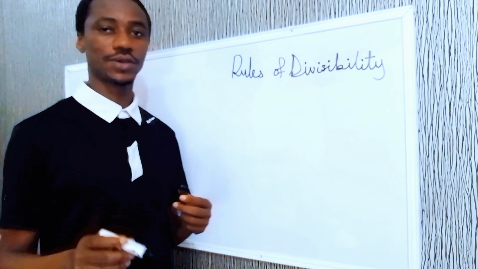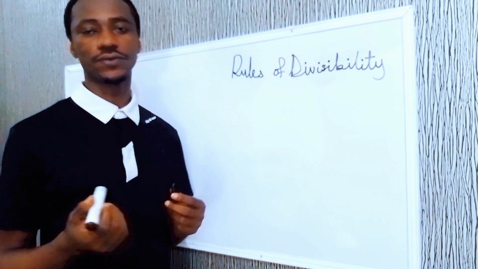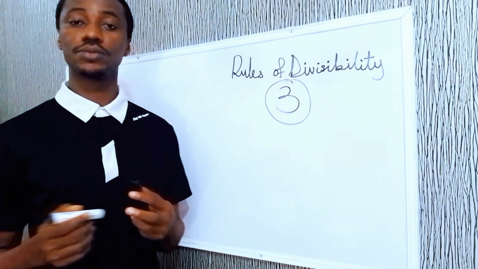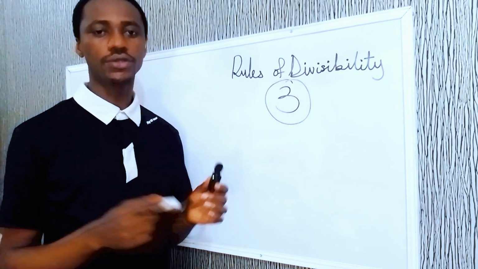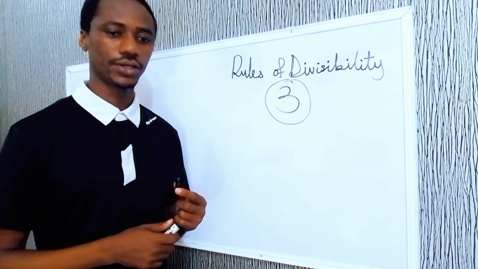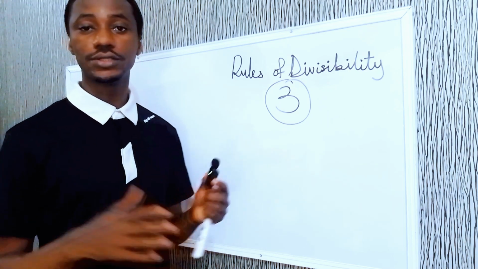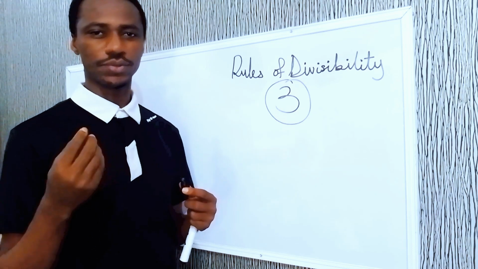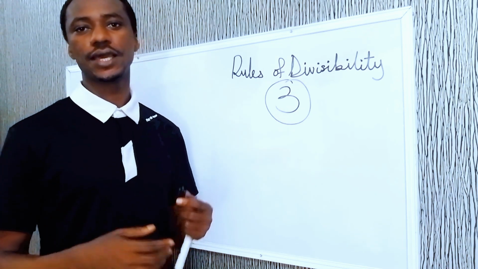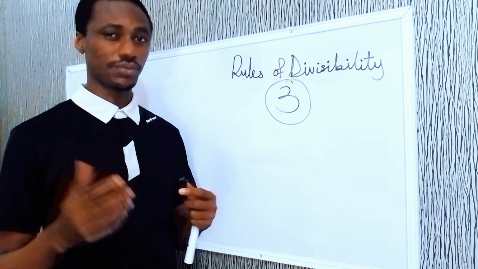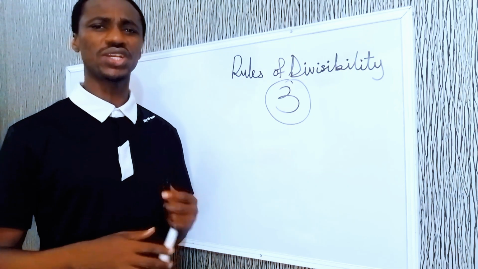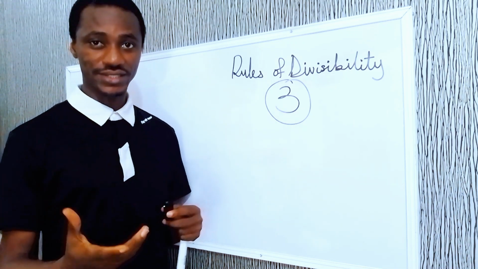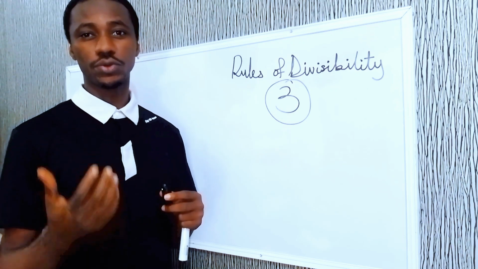In this video, I'm going to tell you about the rule for the divisibility of 3. How do you know a number is divisible by 3? All you need to do is add the digits that make up the number and see if you get a multiple of 3, and that will show you that the number is divisible by 3. So a number is divisible by 3 if the sum of its digits is a multiple of 3.